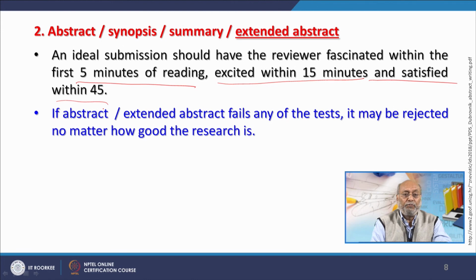Now, if an abstract or extended abstract fails any of these above tests which we have just discussed, then it may be rejected no matter how good the research is. One may have done wonderful research, but if the results and everything in the extended abstract or abstract do not reflect that good research, then there are chances that such a manuscript or paper might be rejected by the organizers, the editors, or the publishers also.